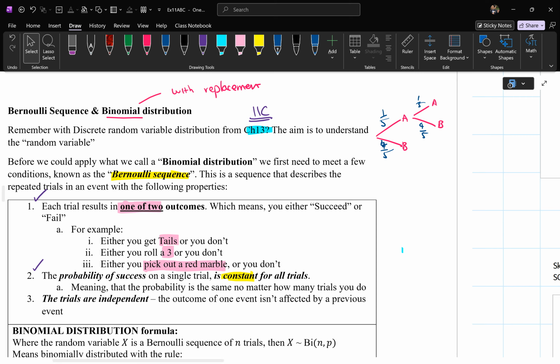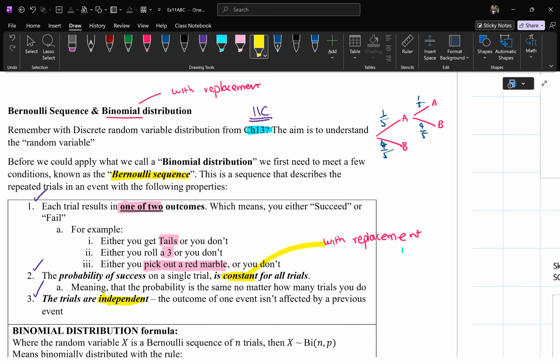You either get it or you don't, and each probability is the same. So what this constant means is with replacement. Can you write that down, please? So you've got 2 outcomes, and it has to be with replacement. And the third one needs to be that each trial that you do is independent.